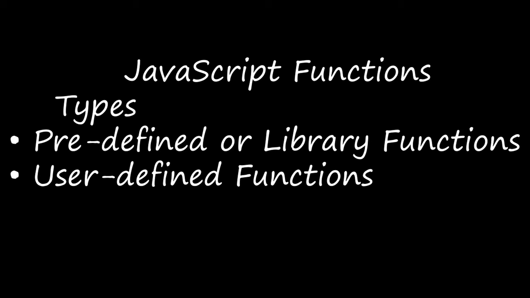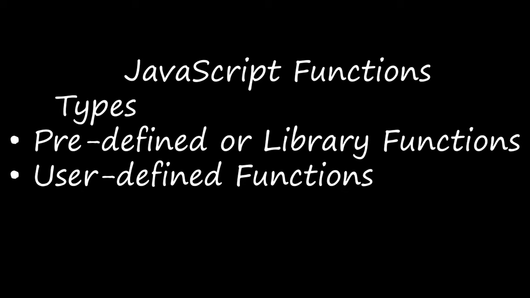Since these functions are already defined and present in the JavaScript library, they are also known as library functions. Okay, let's see some examples of predefined functions. Some of the examples are isNaN, toUpperCase, toLowerCase, length, alert, prompt, write. These are all predefined functions. We saw prompt, write, toLowerCase, toUpperCase in the previous chapters. These are all defined in the library, and hence they are known as library functions or predefined functions.